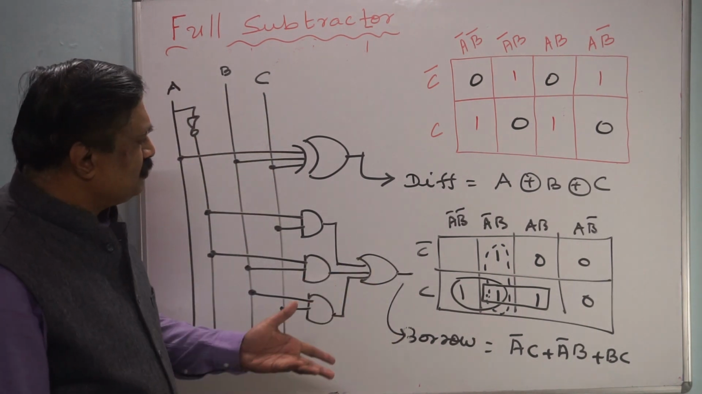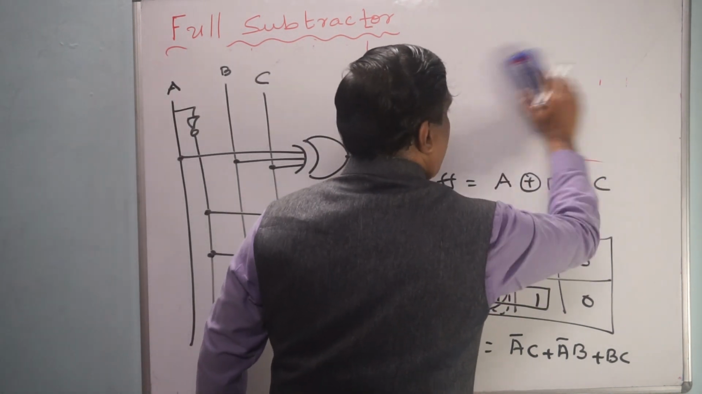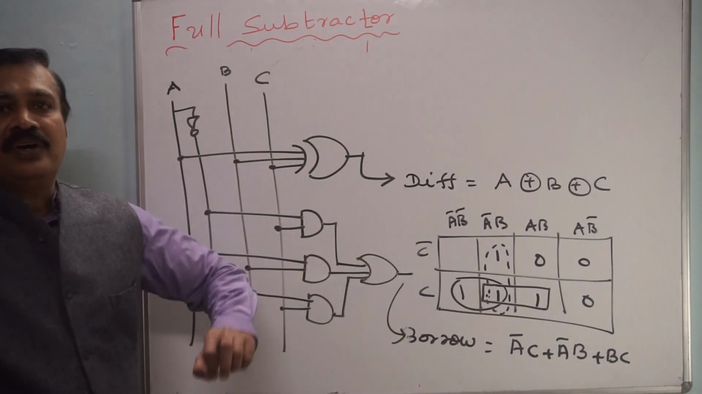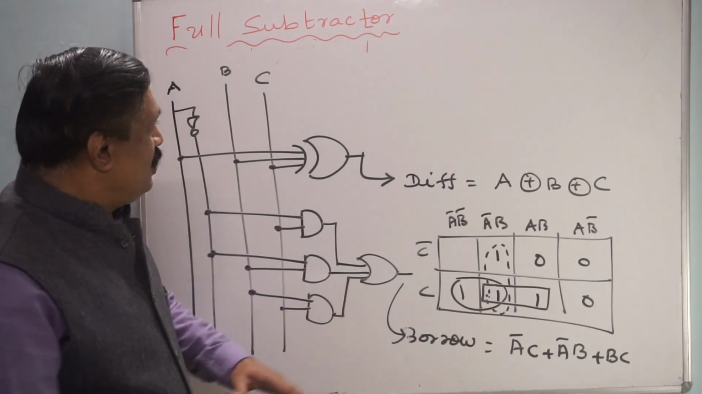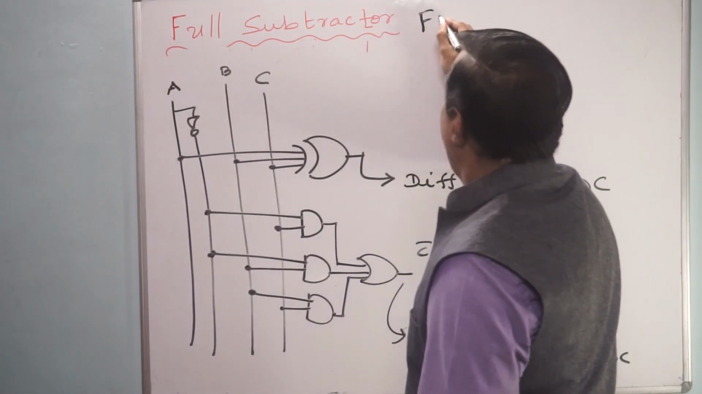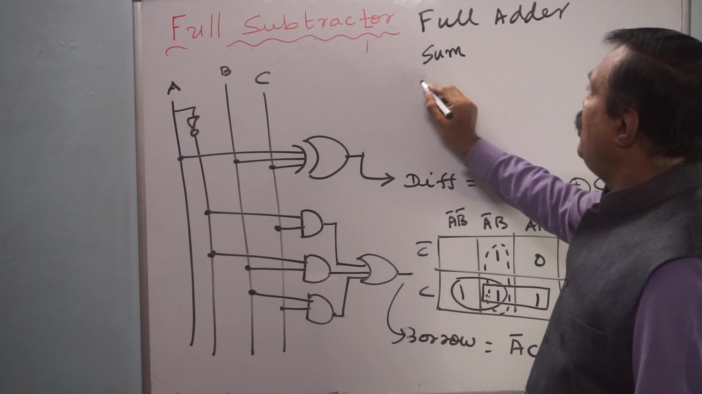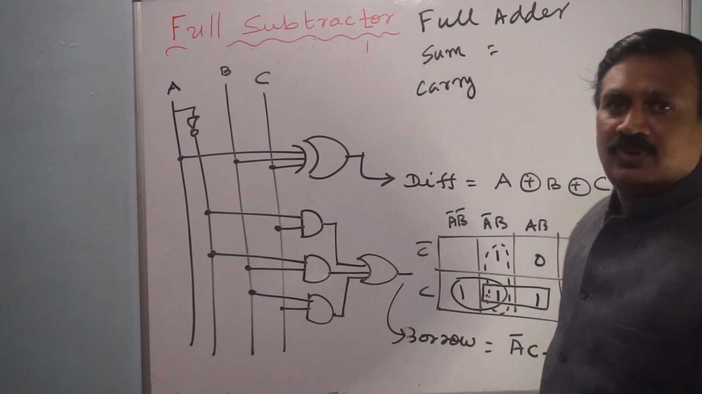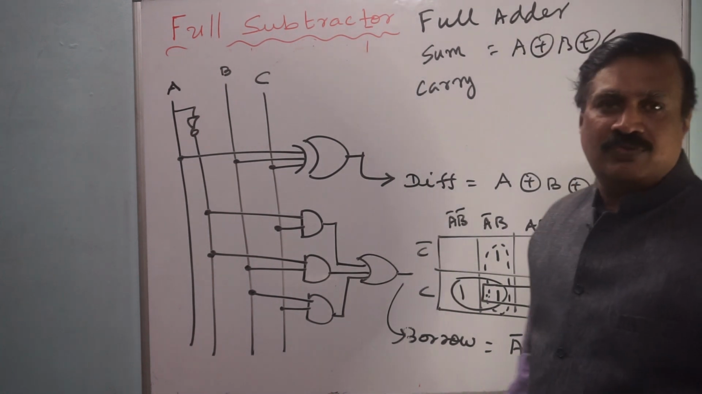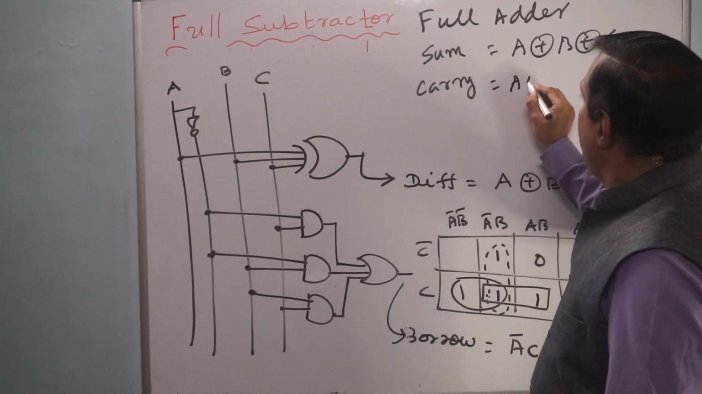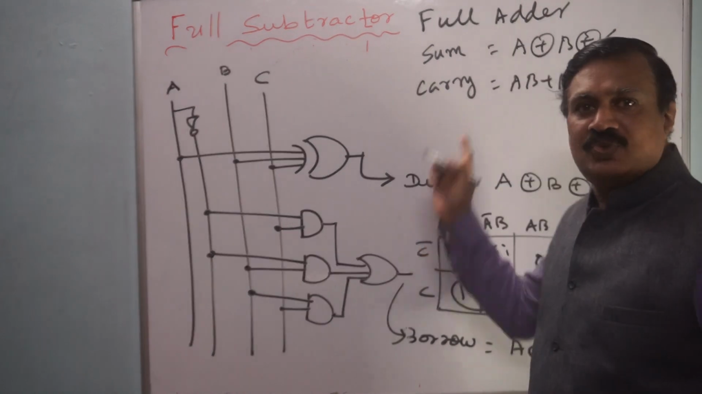Now see the difference. This will be one question in university. They will ask, how will you convert a full adder into a full subtractor? What is required? In the full adder, you had 2 outputs: one is the sum output, another is the carry output. For the sum, A XOR B XOR C is the output. For the carry, AB plus BC plus AC. This is your carry output.